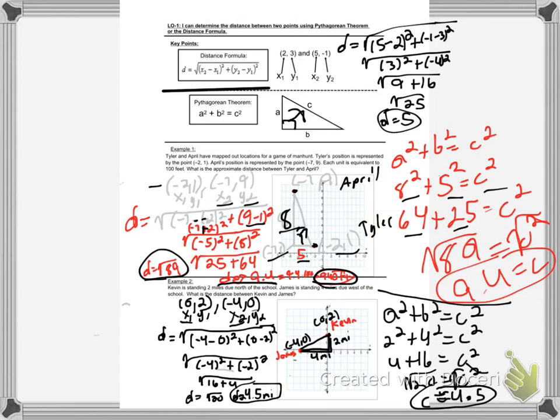Same thing with the Pythagorean theorem. I'm always finding my hypotenuse, so I do 2 squared plus 4 squared equals c squared. 4 plus 16 equals c squared. Square root of 20 is 4.5 miles. Alright, well, y'all finish up the practice, and this is the distance formula.